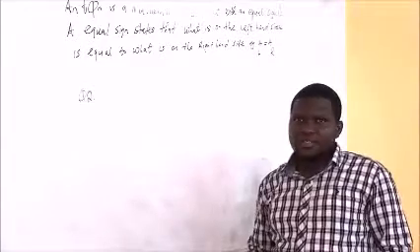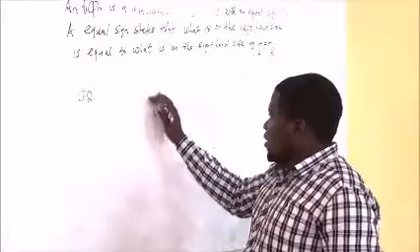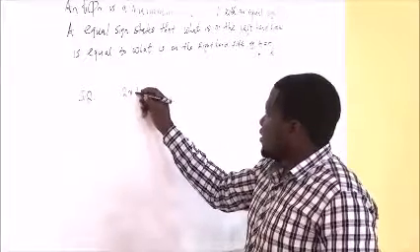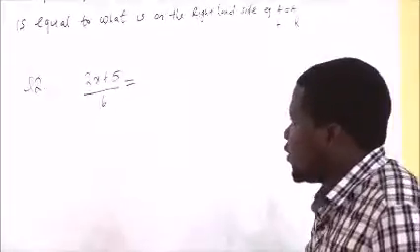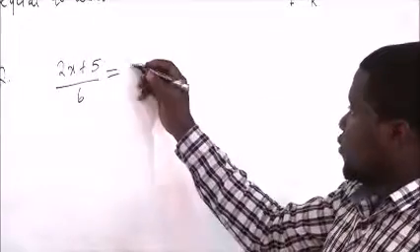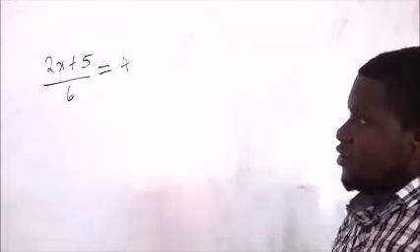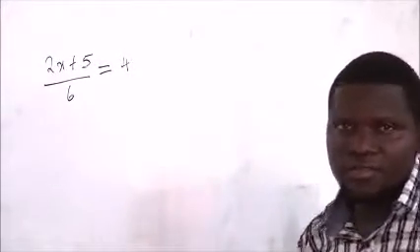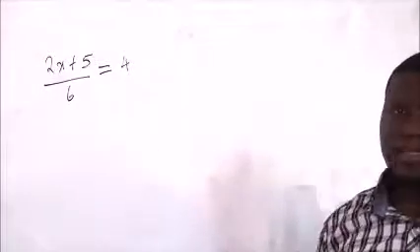Involving equations. So we might say we have 2x plus 5 over 6 is equal to 4. And the question is: solve this equation. We want to solve for x. How do we solve the value of x there?